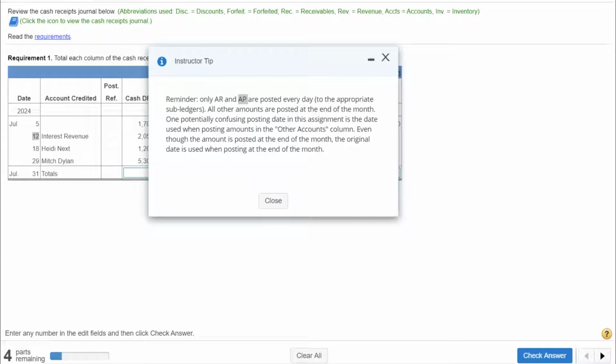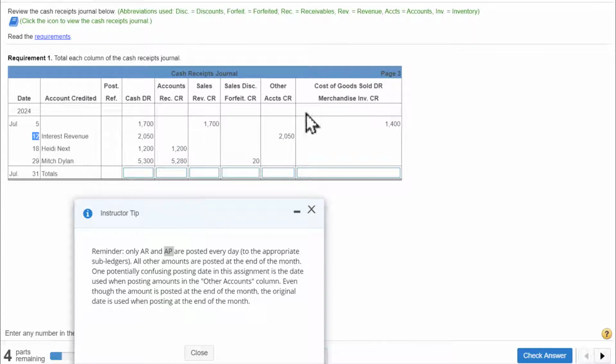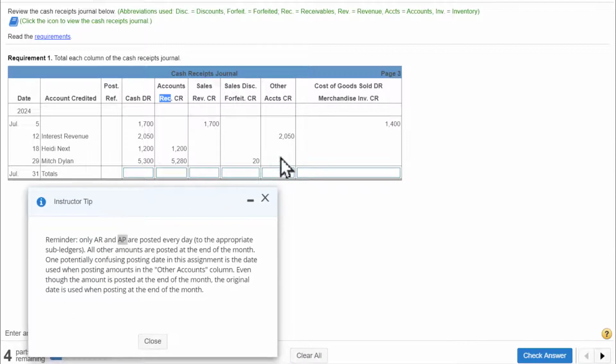Short exercise 7-7, we're going to be posting from the cash receipts journal to the accounts receivable subsidiary ledger and to the general ledger. So I have a tip for you about posting this other accounts column. Before we get to the other accounts column, the only thing that we post on here at the end of every day are AR and AP.